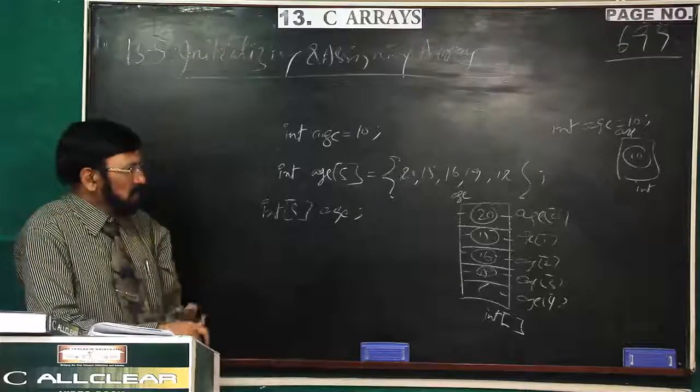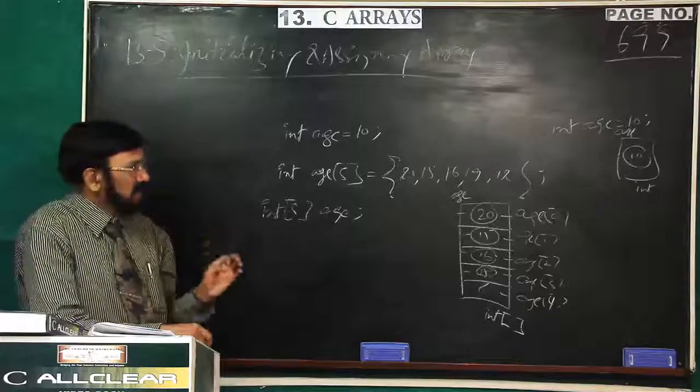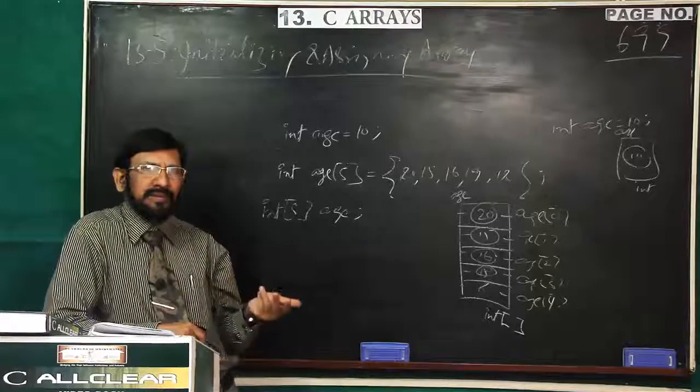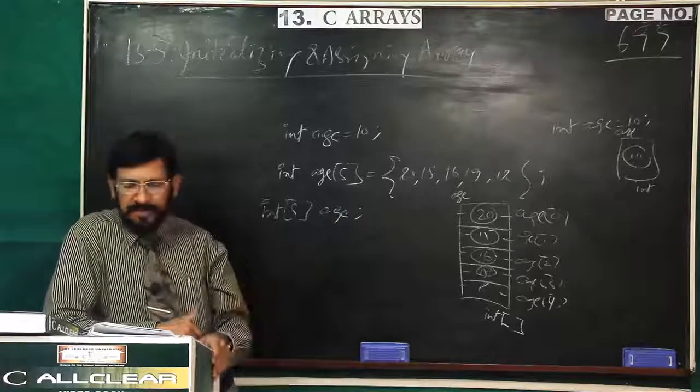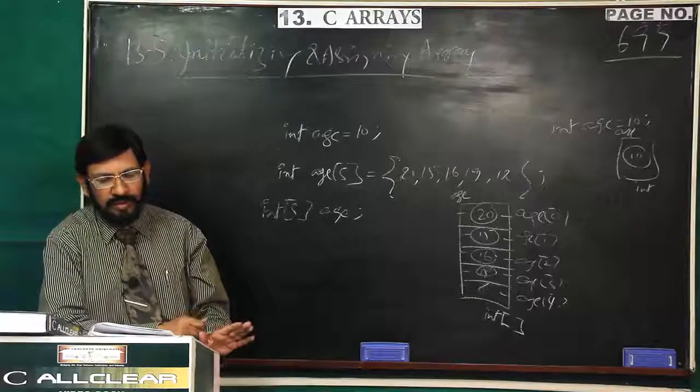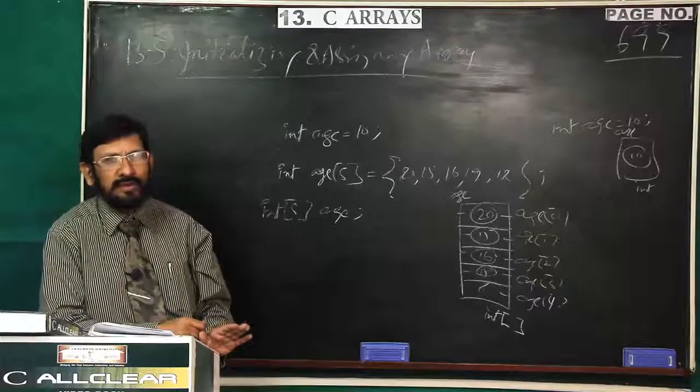In this way, you find only one difference. If it is a single element, you would have used only age. Now, many elements are there. The corresponding subscript you have to use, starting from 0 to 4. You are able to retrieve everything and display it on the monitor screen.